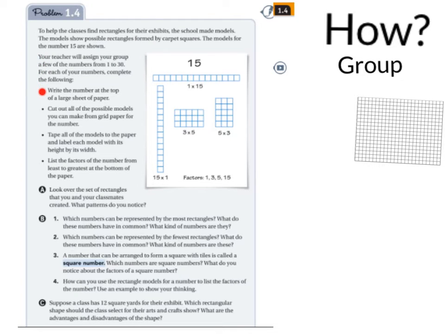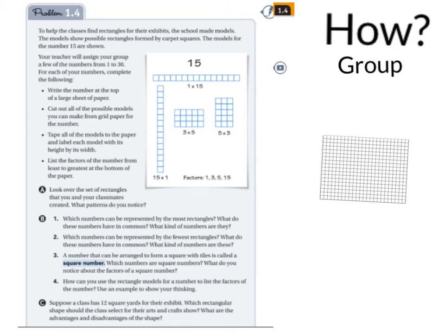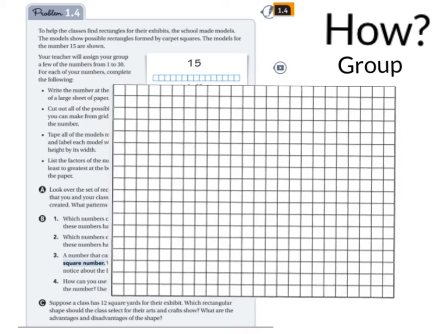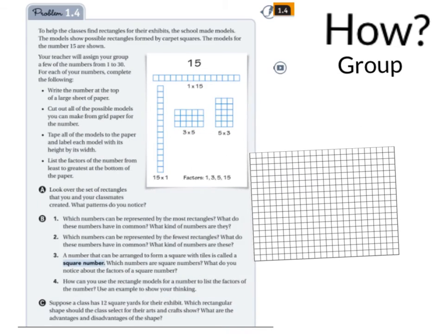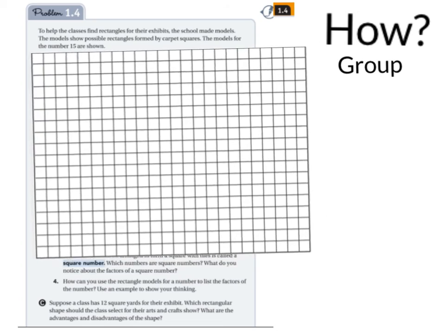Your teacher will assign you a group of a few of the numbers from 1 to 30. So I'll assign you some numbers from 1 to 30. For each of the numbers, you complete the following. Write the number at the top of a large sheet of paper, cut out all the possible models, and tape the models together. So what I'm going to do is give each of you in class a piece of grid paper. We will be doing the numbers from 1 to 30, and I'll assign each group a number.